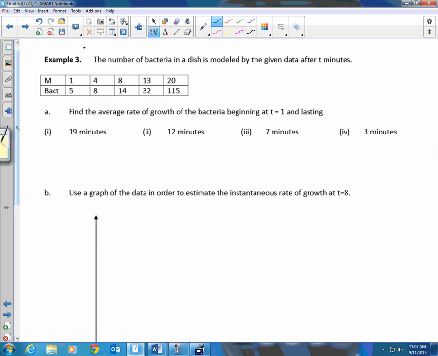All right, the number of bacteria in a dish is modeled by the given data after t minutes. Ooh, bacteria. Bacteria grows, right? It's kind of disgusting, right? Yeah, like if you open a fridge that has, well, we won't even start.